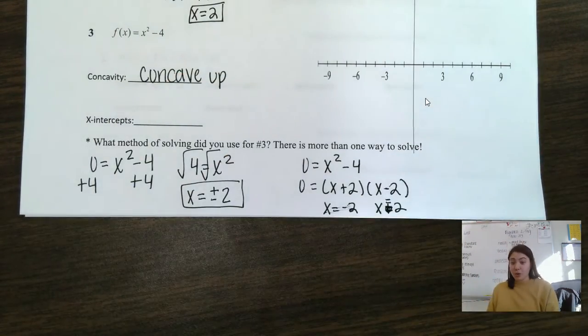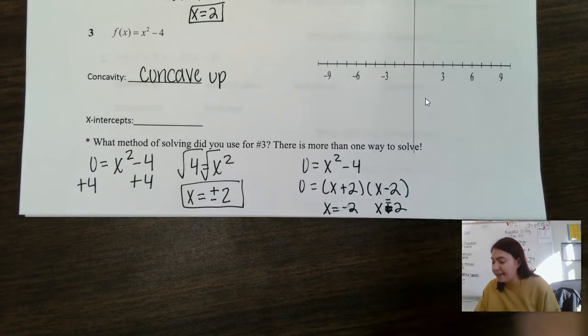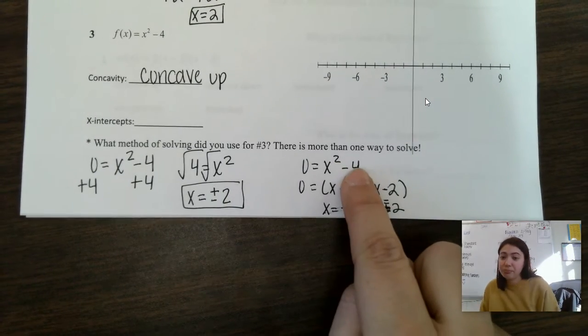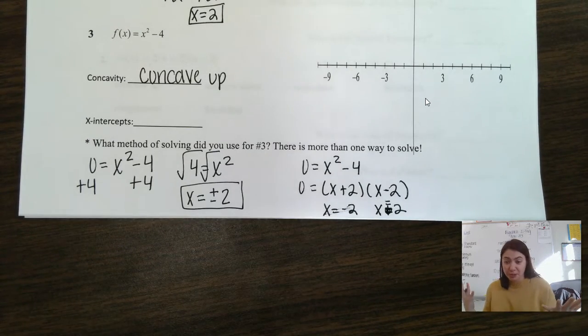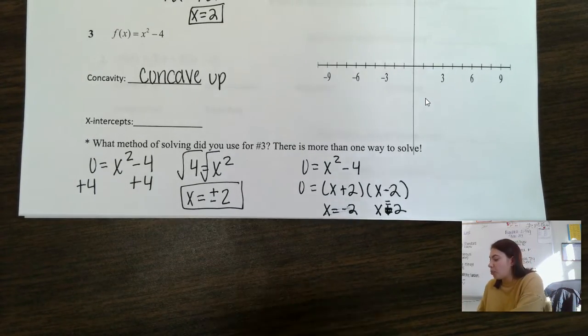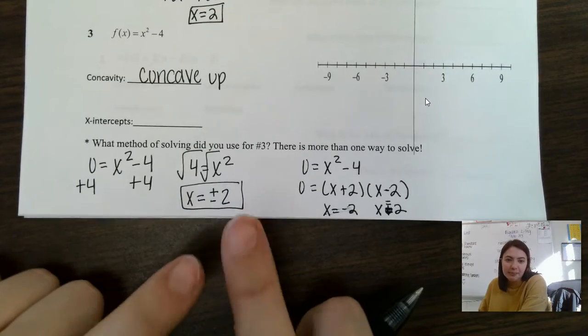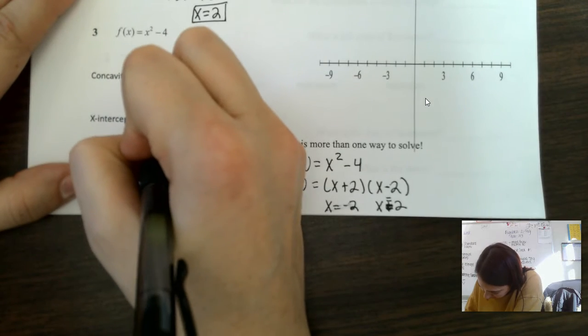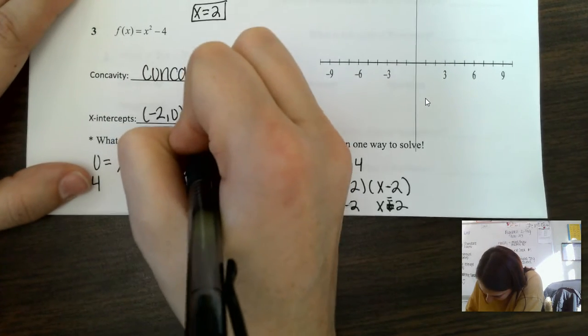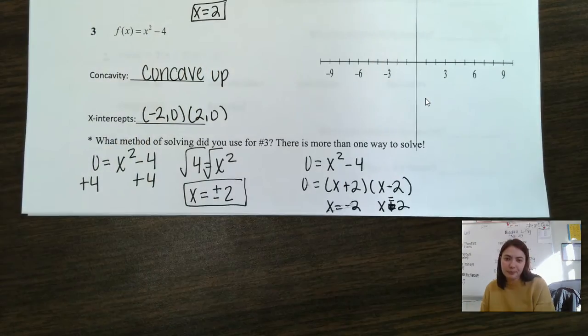And then also, you could have used the quadratic formula. A value, C value, no B value. And really, you had 3 different options that you could use. So because our solutions were 2 and negative 2, our x-intercepts were negative 2, 0, and positive 2, 0.